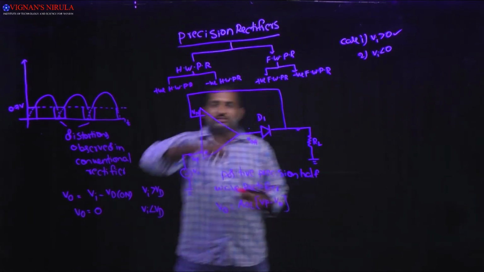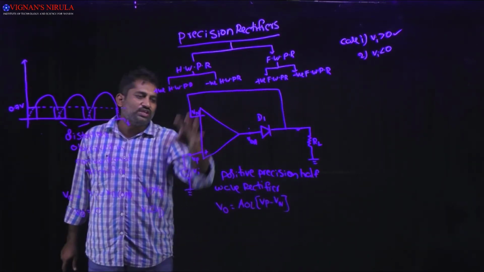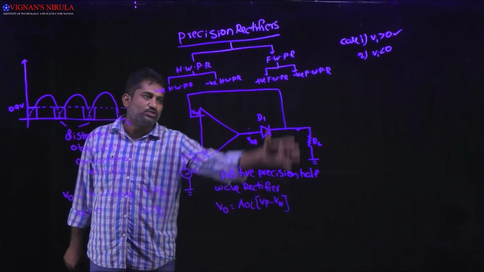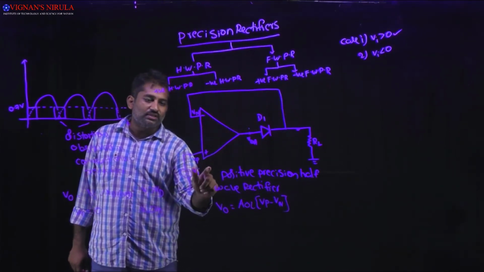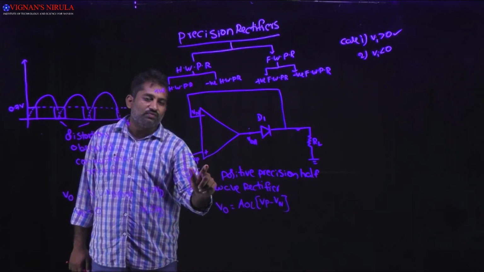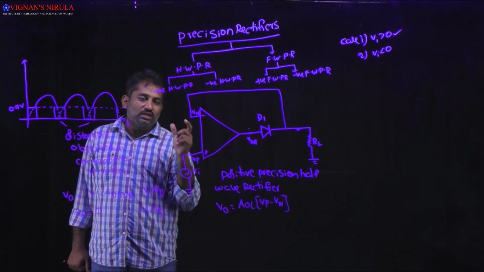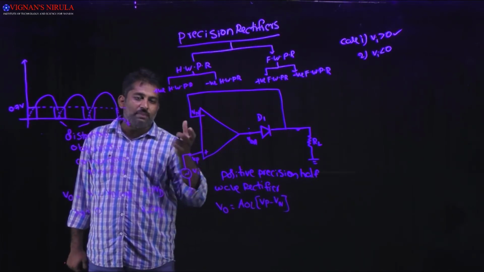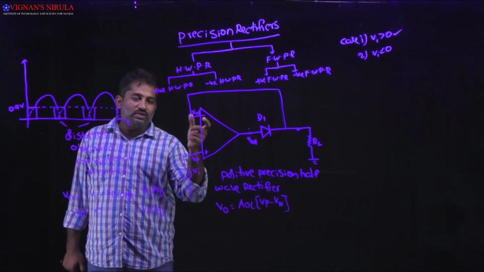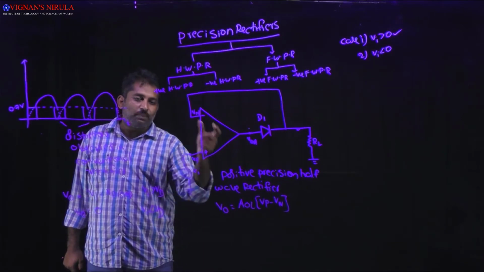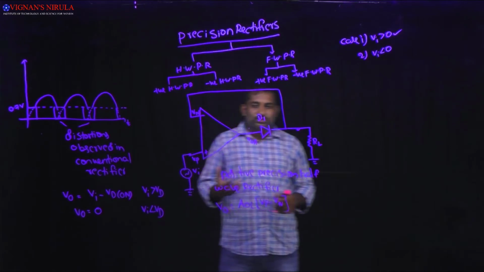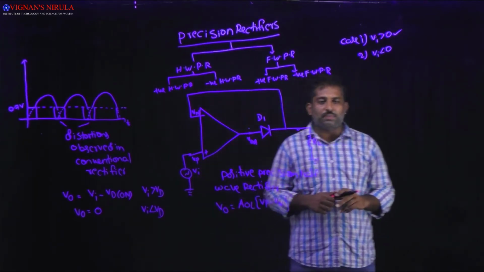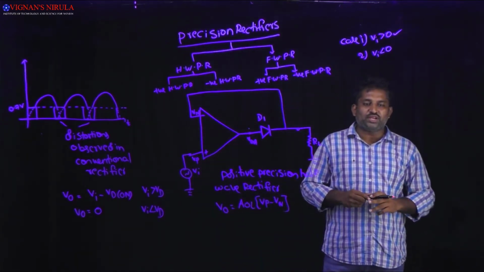Here I am considering the precision rectifier as a positive precision rectifier circuit like this, and I am considering the op amp to be operated in the non-inverting configuration. We can conclude this because we are applying the input at the non-inverting terminal, and I am assuming initially the op amp is operated in the open loop configuration.